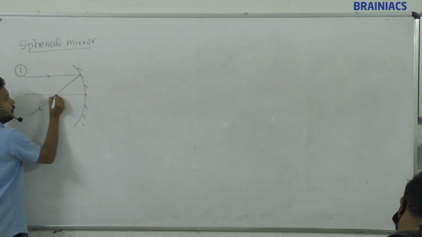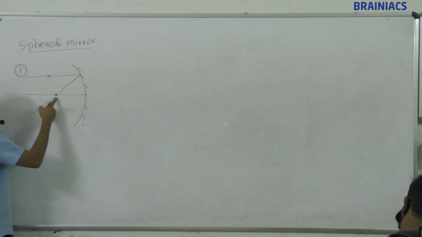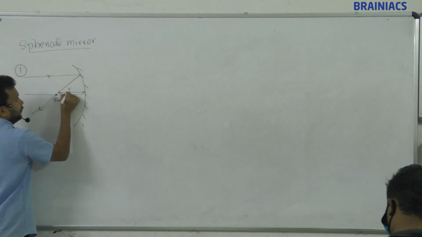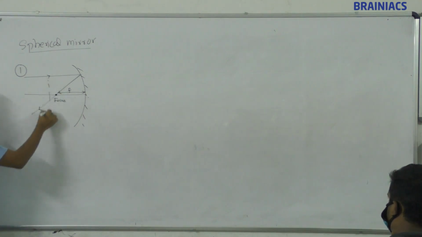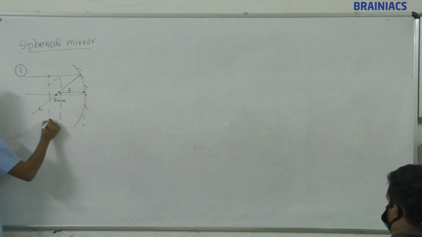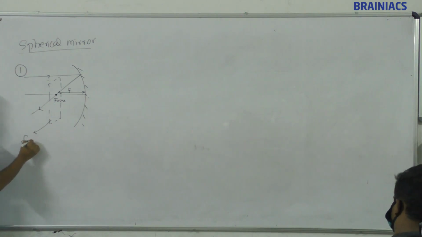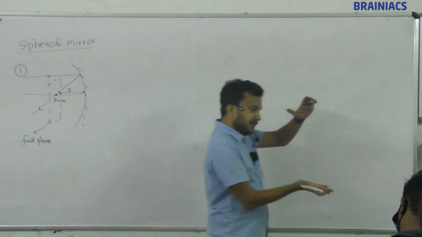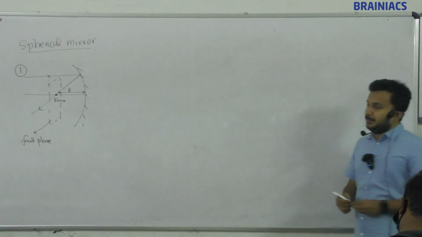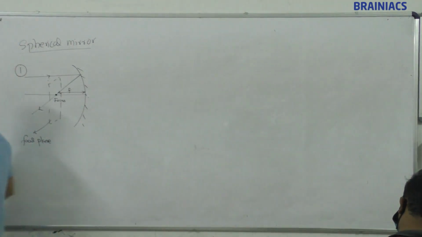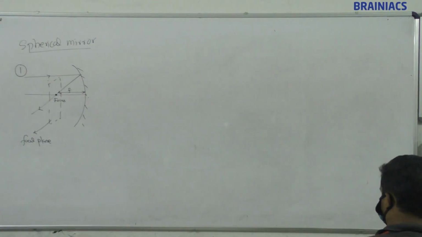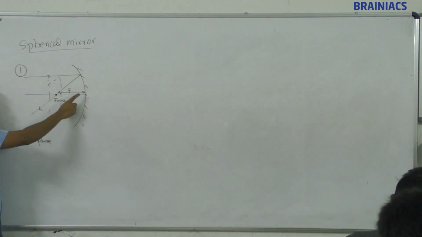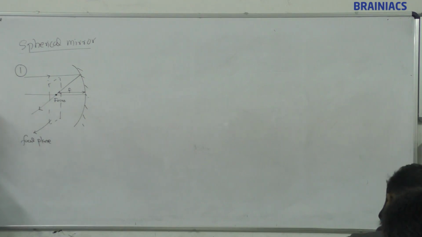This will cross the principal axis at a point called the focus, and this length is called the focal distance. The plane containing the focus is called the focal plane. The ray is coming parallel to the principal axis; after reflection, it is passing through the focus. The distance from the pole to the focus is called the focal length.